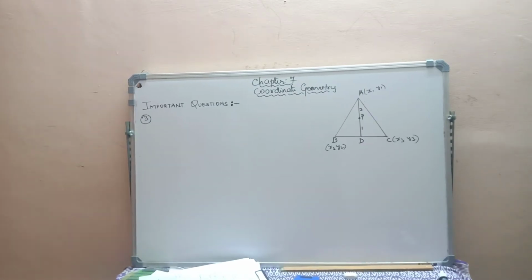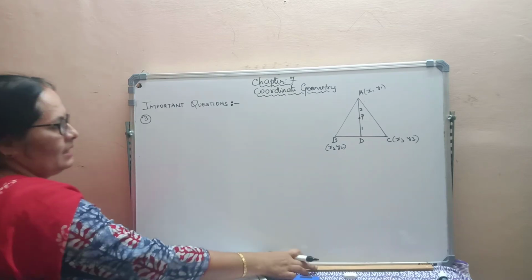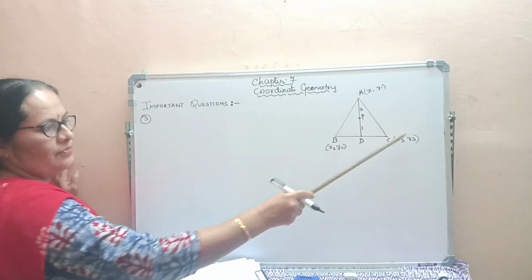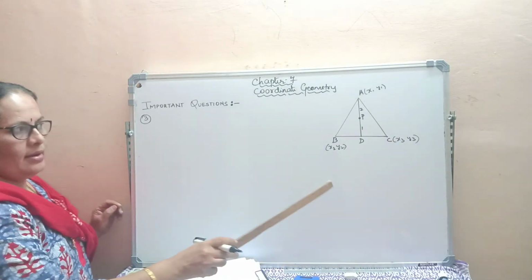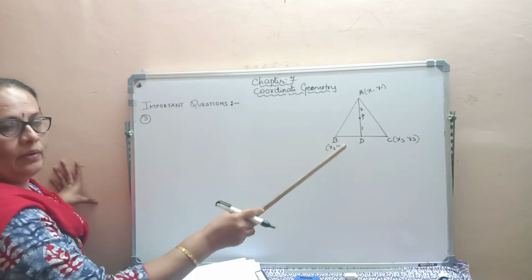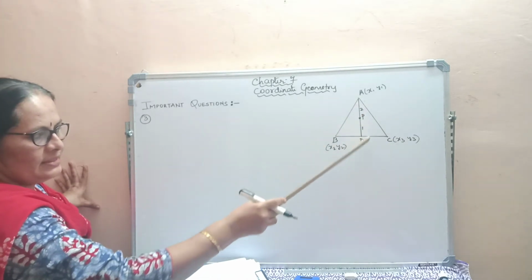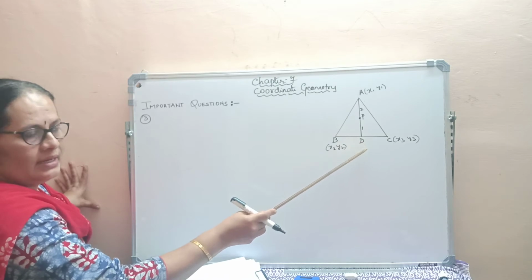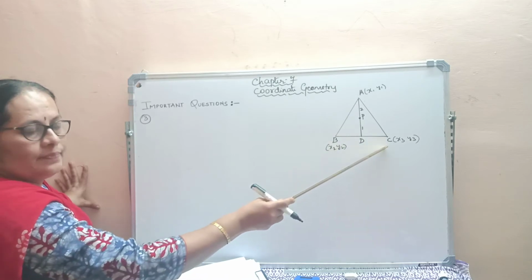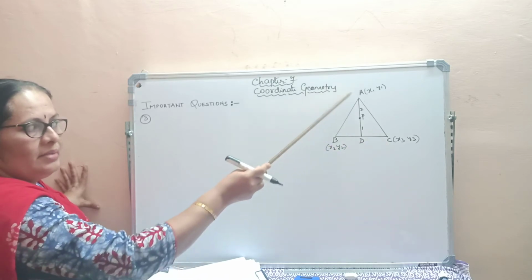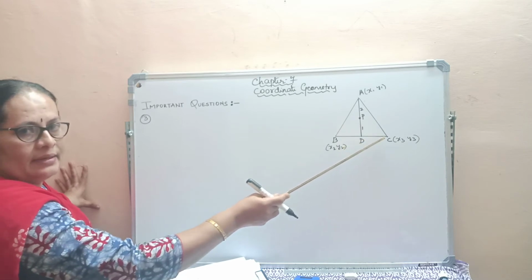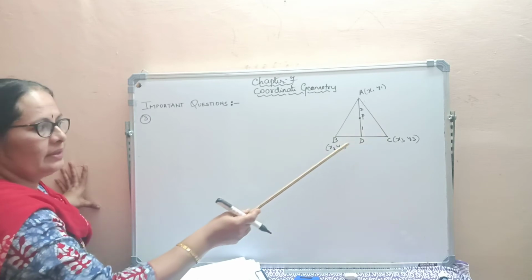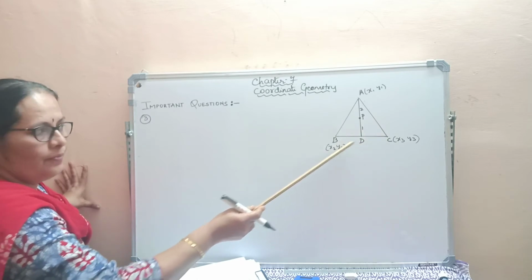Now, in this sum, the points A (x1, y1), B (x2, y2) and C (x3, y3) are given, and AD is the median on BC, which intersects at D on BC. You know that a median bisects the side, so D will be the midpoint of BC.